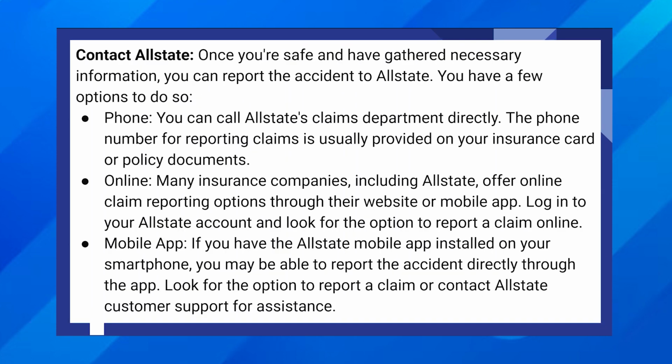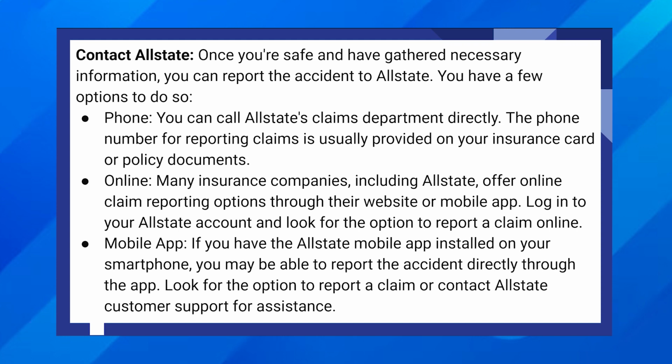Once you're safe and have gathered the necessary information, you can report the accident to Allstate. You have a few options to do so. You can call Allstate's Claims Department directly. The phone number for reporting claims is usually provided on your insurance card or policy documents.